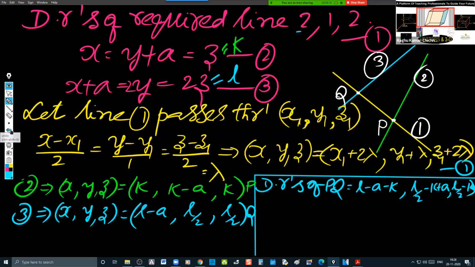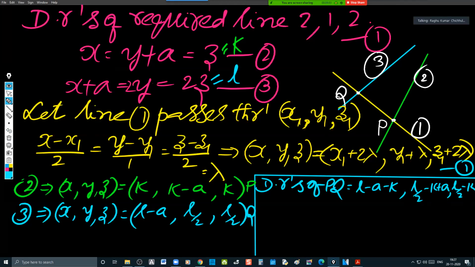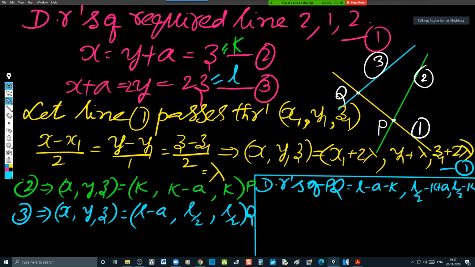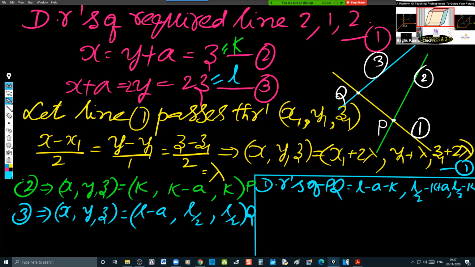This is an important point. I wrote the DRs with the use of P and Q. These are the DRs, but the DRs are already given to be 2, 1, 2. So these two must be the same. In that case, what must happen? They must be proportional.